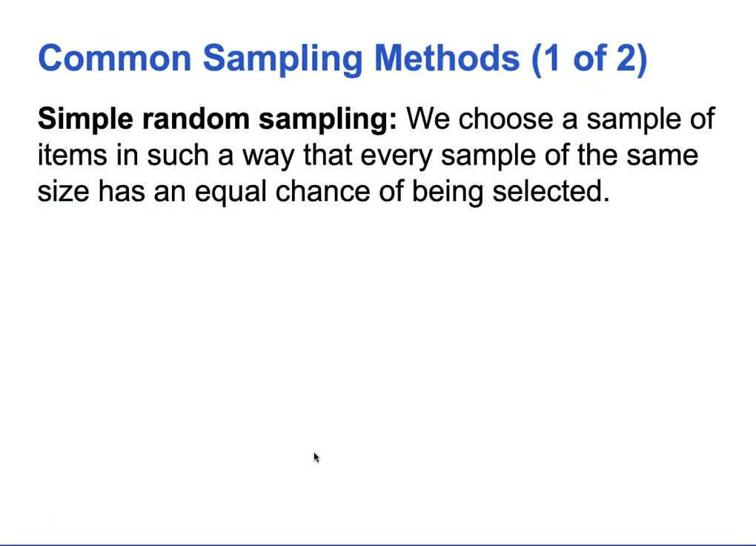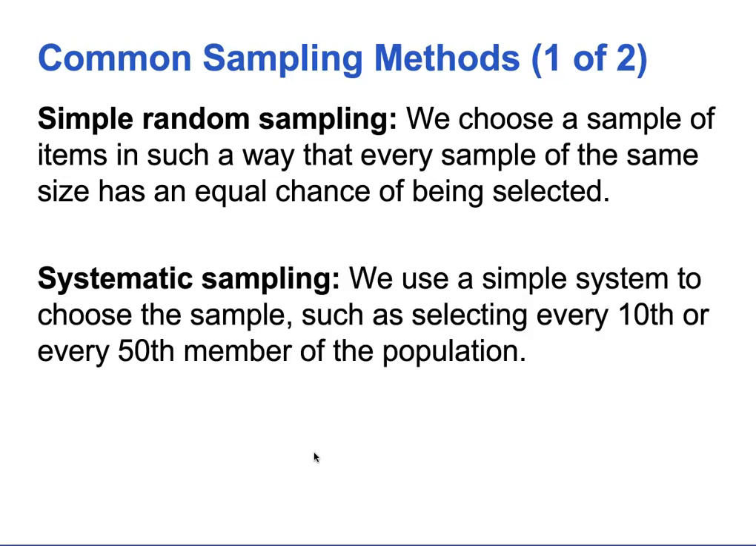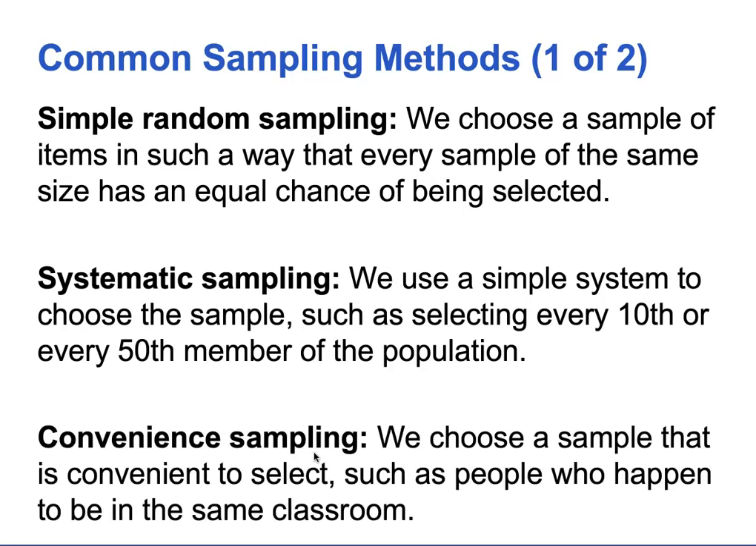Common sampling methods. All right, here's a bunch of definitions for you. Simple random sampling. We choose a sample of items in such a way that every sample of the same size has an equal chance of being selected. This is why it's random. You're not looking for specifics, you're just randomly picking. Systematic sampling is we use a simple system to choose the sample, such as selecting every 10th or every 50th member of the population. So this would be one where you have a list and you decide you're going to do every 5. So you're doing a systematic sampling of every 5, and that's how you're looking at it.